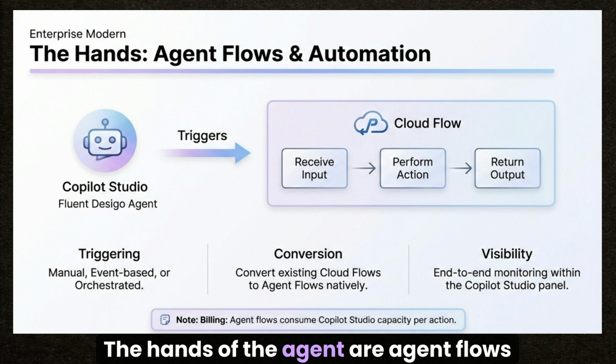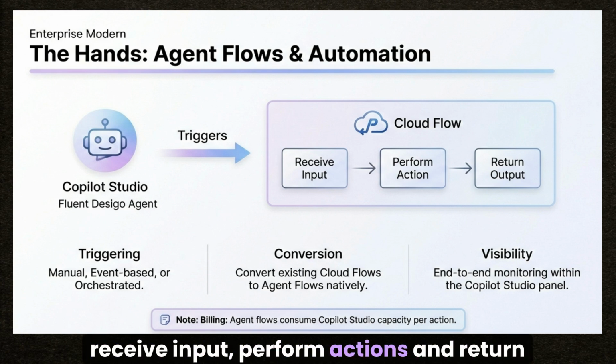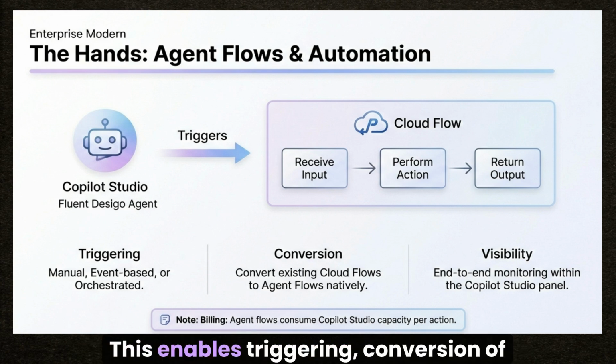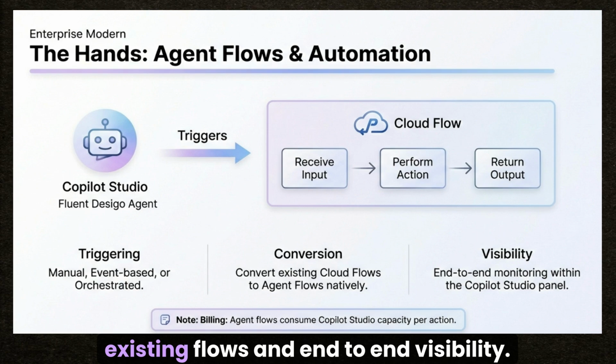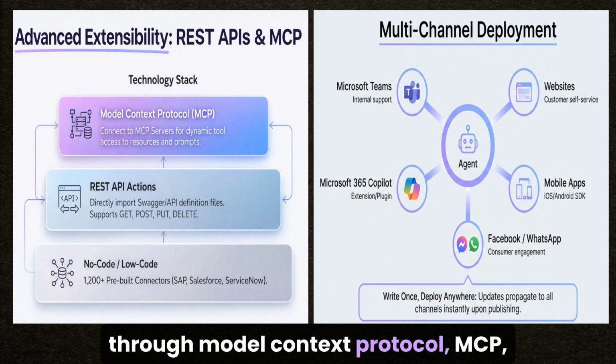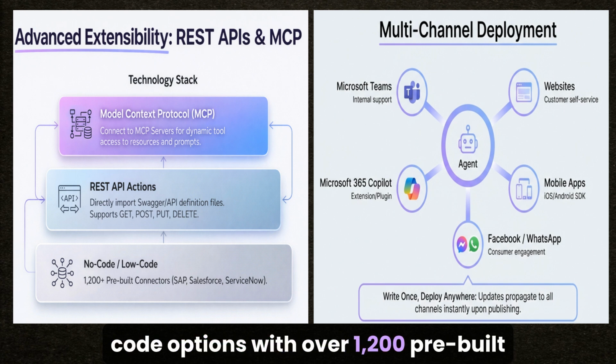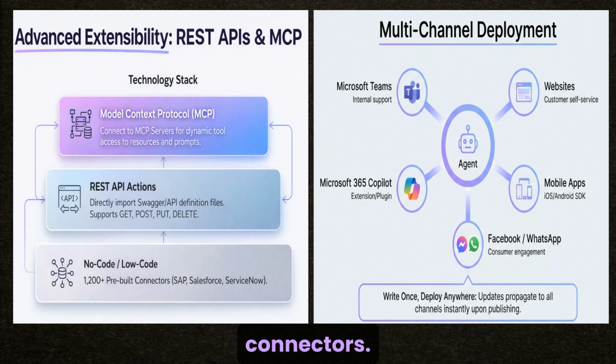The hands of the agent are agent flows and automation. Copilot Studio triggers a cloud flow to receive input, perform actions, and return output. This enables triggering, conversion of existing flows, and end-to-end visibility. Advanced extensibility is achieved through Model Context Protocol, MCP, REST API actions, and no-code/low-code options, with over 1,200 pre-built connectors.